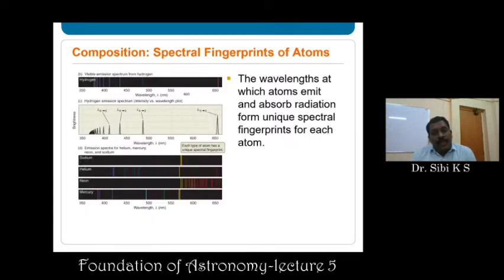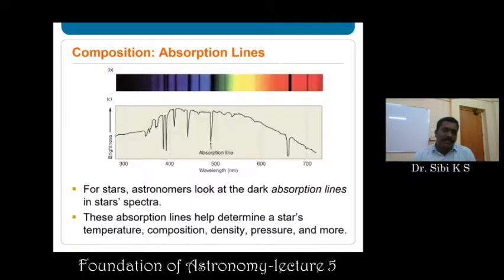The wavelengths at which atoms emit and absorb radiation form unique spectral lines, which are a fingerprint for each atom. You can see the visible emission spectrum for hydrogen, and when the same spectra is plotted with wavelength on the x-axis and brightness on the y-axis, you will get a figure like this. The emission spectra for helium, mercury, and neon are also shown here, which are totally different from that of sodium. So we can say that each type of atom has a unique spectral fingerprint.